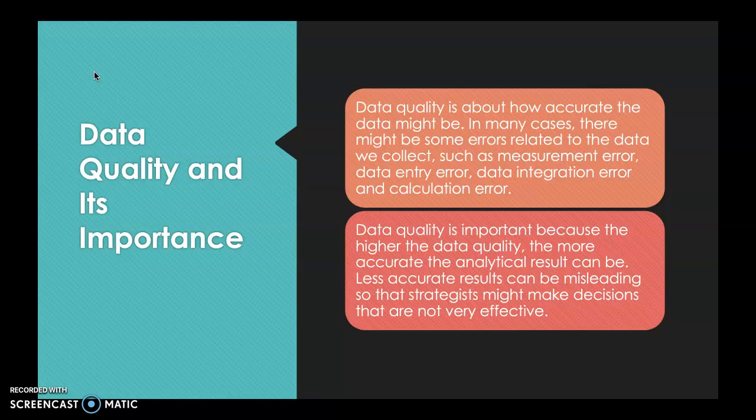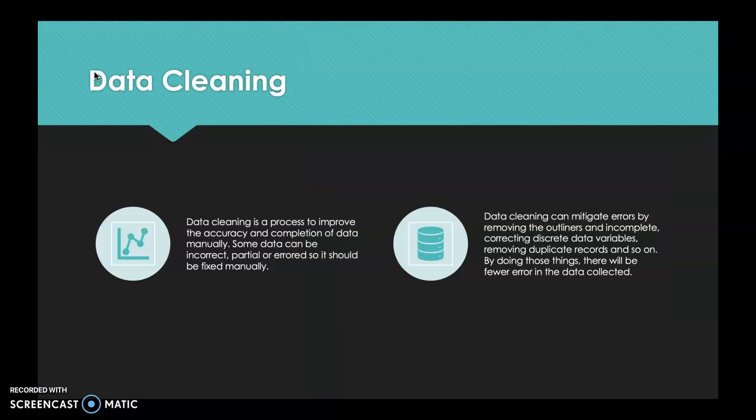effective. Data cleaning is a process to improve the accuracy and the completeness of data manually. Some data can be incorrect, partial, or erroneous, so it should be fixed manually. Data cleaning can mitigate errors by removing the outliers and incomplete records, correcting discrete data variables, removing duplicate records, and so on. By doing those things, there will be fewer errors in the data collected.